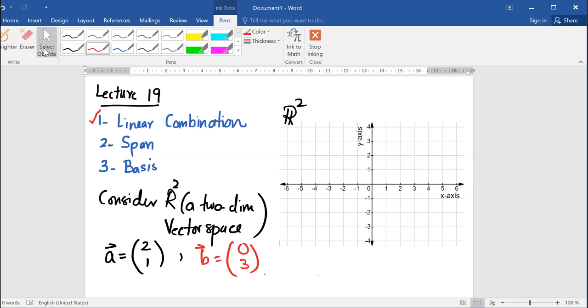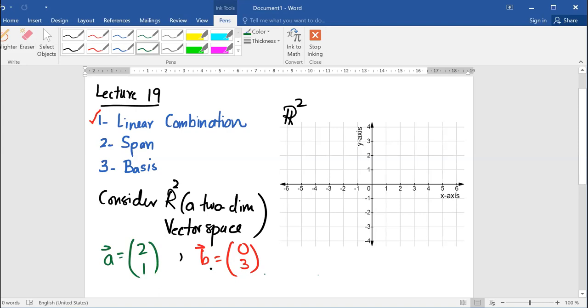And I can do this A as a green color, so that we are in a color coding scheme right now, just to give you a nice discrimination. Okay, so now we have a green color A, which consists of two components, 2 and 1. It belongs to R square. Okay, and B is also a vector which belongs to R square, and it has components 0, 3.